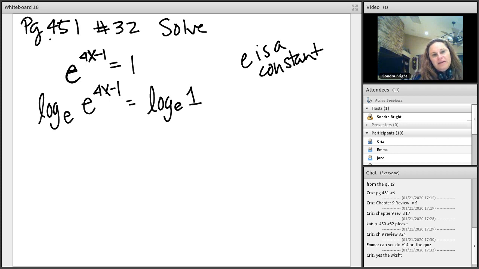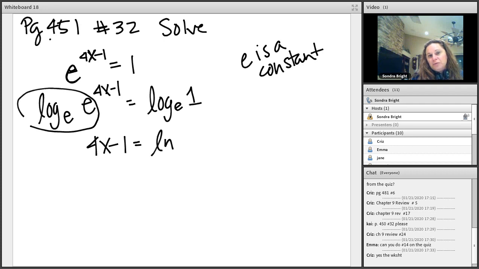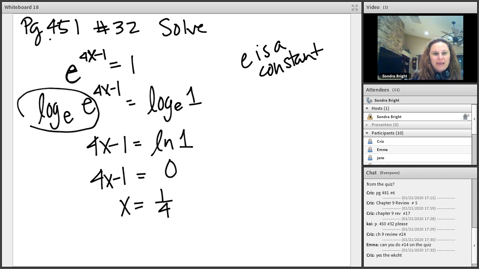And so then log base e of e, those undo each other. You end up with 4x minus 1 is equal to, well, log base e is the natural log. But what's the natural log of 1? That's 0. Anytime there's a 1 in that spot right there, then it's a 0. Adding the 1, dividing by 4, and x is 1 over 4.